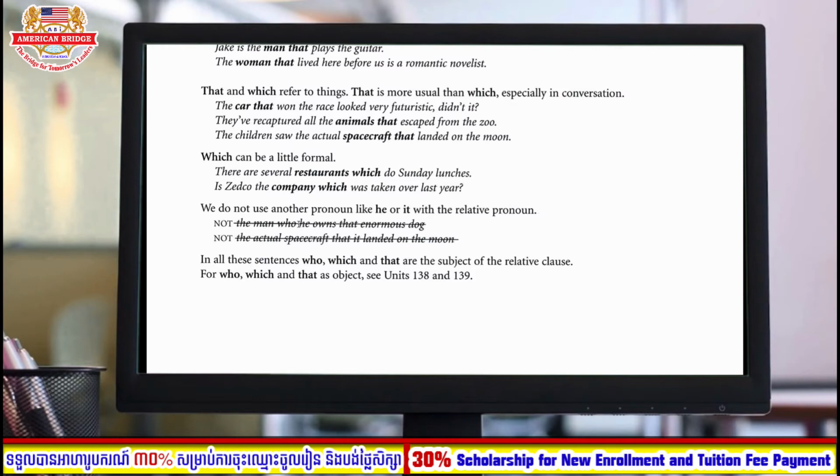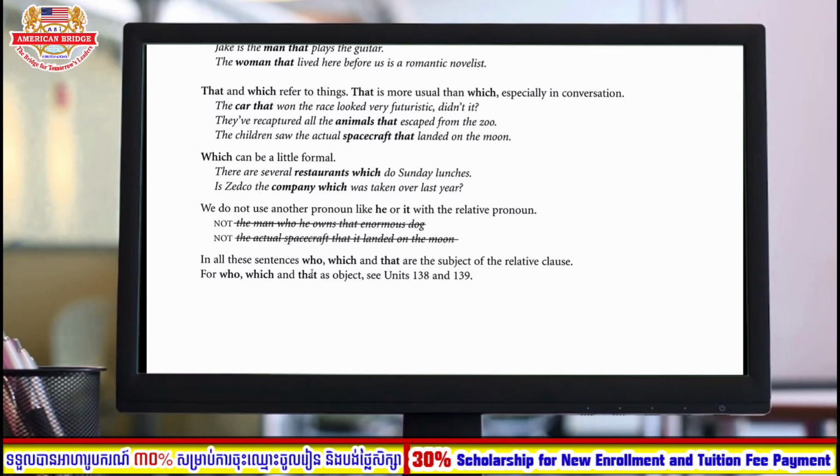So the man who, actually we already referred to the man, but when you add another pronoun to refer to the man, for example, you think, oh, when it is a man, it must be he. So you say, "the man who he owned that enormous dog." Actually, it is wrong because we already use the relative pronoun who to refer to this man already. Okay, so in all these sentences, who, which, and that are the subject of the relative clause.